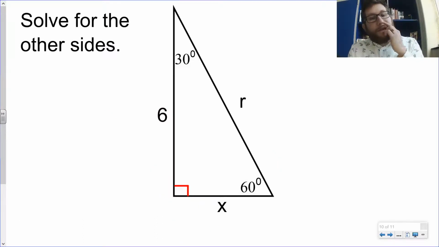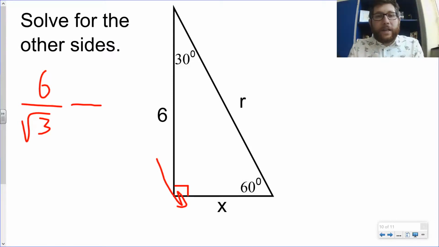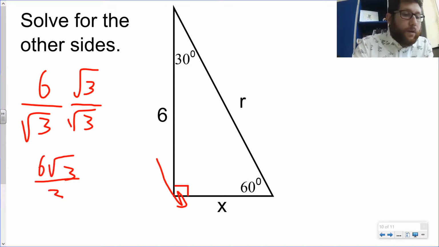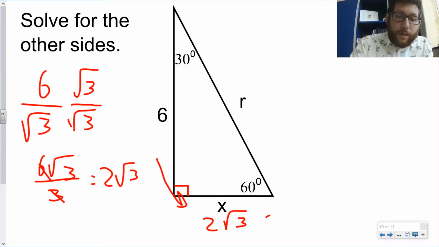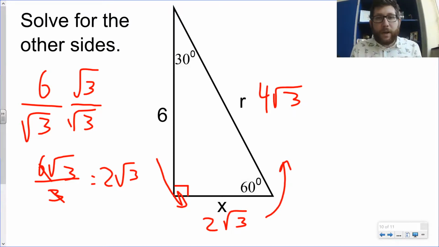Okay, what if 6 is on the longer leg? Okay, let's take a look. So again, I'm getting smaller, so instead of multiplying by root 3, I'm going to divide by root 3. Oh no, I've got a radical in my denominator. I need to rationalize. I'm going to multiply top and bottom by root 3. So I get 6 root 3 all over 3, and then this simplifies down to 2 root 3. So x is 2 root 3. Let's solve for r. Going to multiply by 2, so I get 4 root 3. It's not 4 root 6. When we multiply, integers with integers, radicals with radicals.